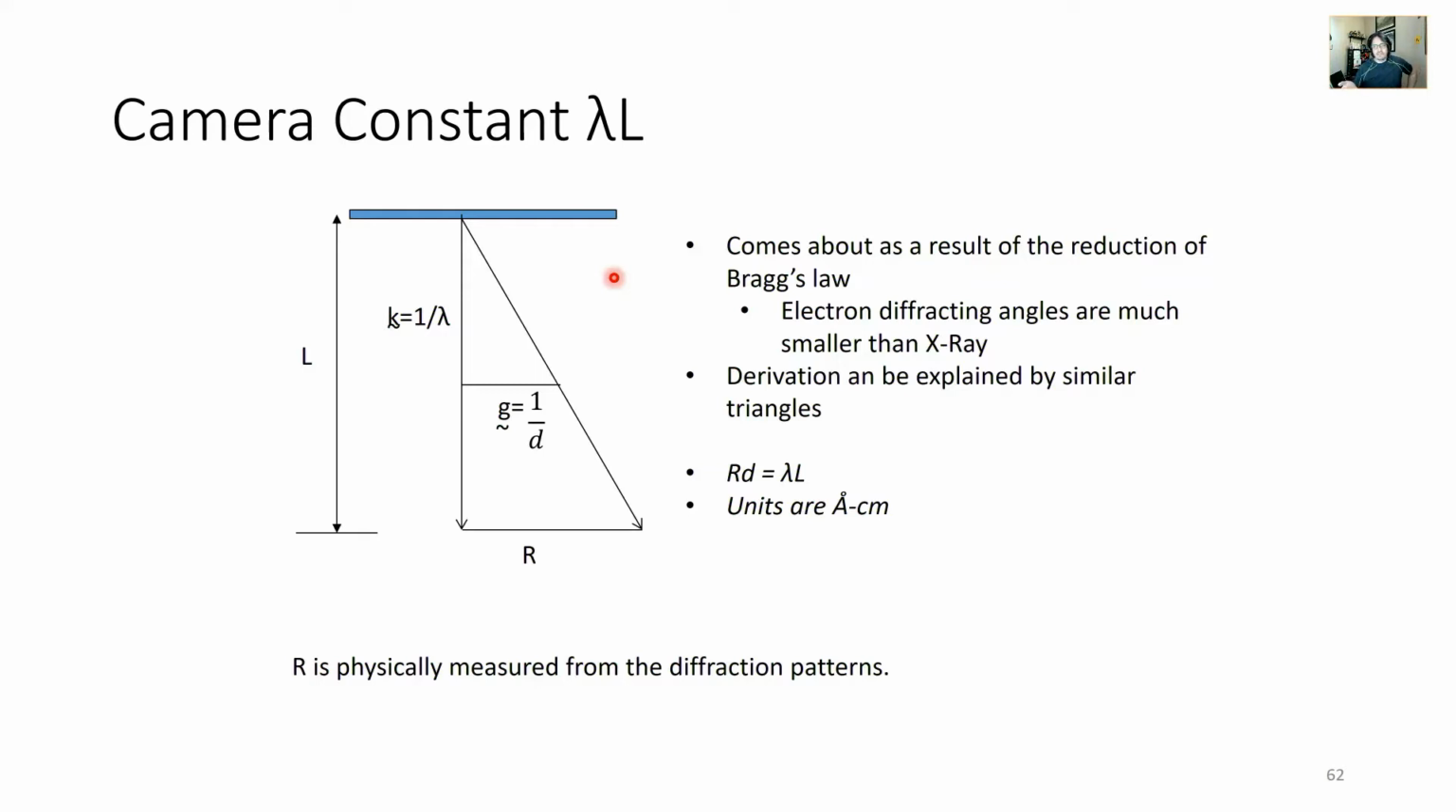I'm going to go through this derivation. It's explained by similar triangles. It's very simple. We'll see it right now. Rd equals lambda L is an equation that comes into play when we're interpreting diffraction patterns, and we'll see that later in this lecture. The units of camera constant are angstrom centimeters, and we'll see that as we use it. So let's work out this camera constant calculation.